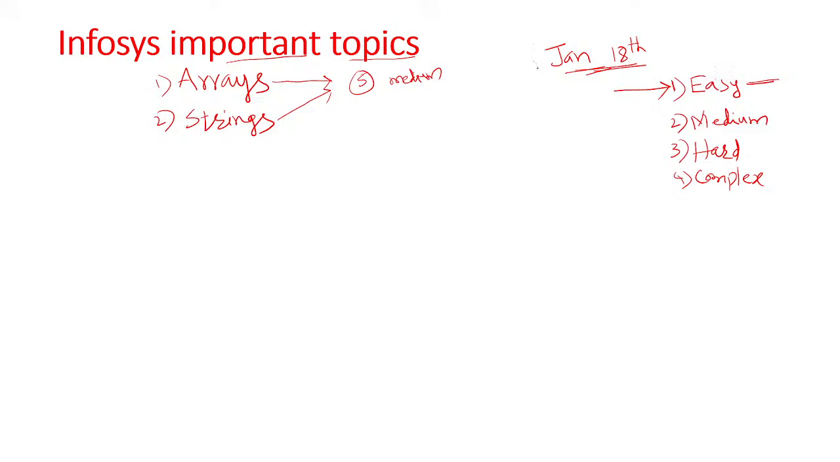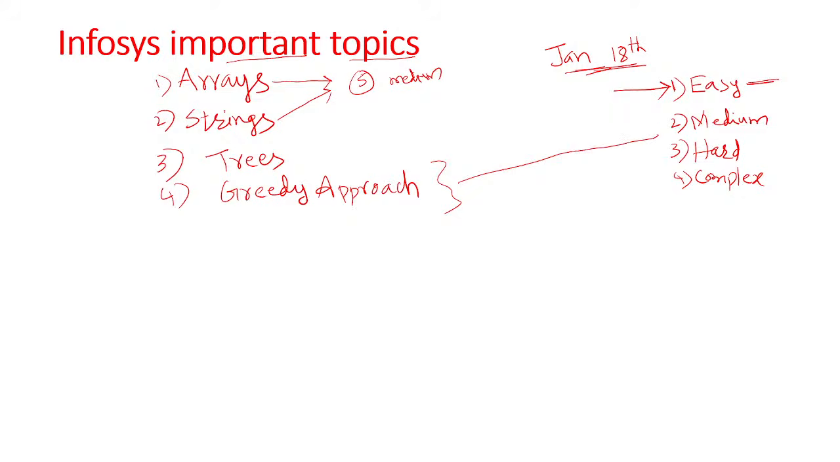Next, the topics are trees, then the greedy approach. Problems related to trees and the greedy approach generally come in the medium level question, so these two you need to refresh.